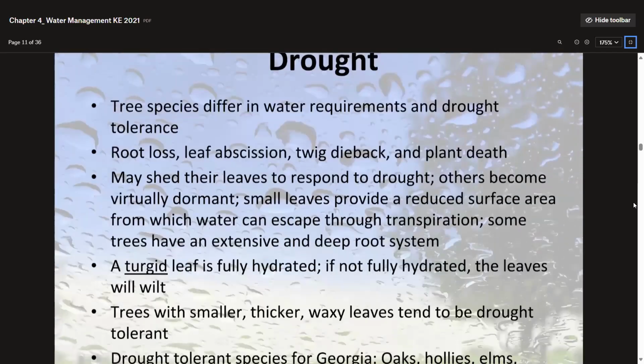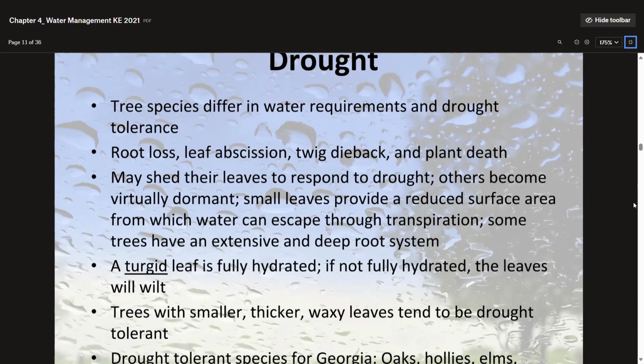Drought. Tree species differ in water requirements and drought tolerance, right? They've learned their soils that they've grown in, right, for years and years. Root loss, leaf abscission, twig dieback, plant death. This is what occurs during drought, right? Trees may shed their leaves to respond to drought. Others become virtually dormant. They just go dormant. Some put out small leaves, providing a reduced surface area from which the water can escape through transpiration. Some trees have an extensive deep rooting system to help them deal with drought.